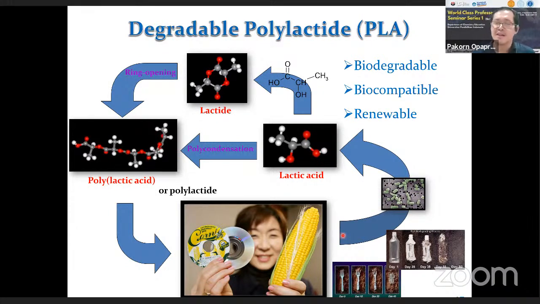This is obtained from fermentation of starch or sugar. And then we have a monomer, which is called lactic acid, and then we can polymerize this into the polymer PLA, and the properties are almost comparable to fossil-based or petroleum-based polymers. But they can be degraded after use, taking around 3 to 6 months to degrade.